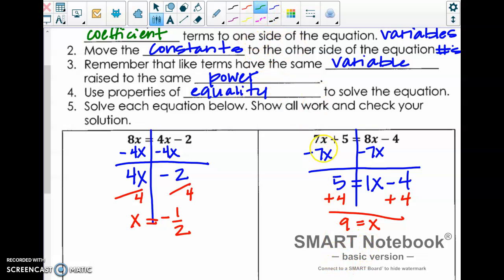You can always check this. If I put 9 in for x, I can double check that I am correct. So if I solved that out, 7 times 9 is 63. 63 plus 5 is 68. 8 times 9 is 72. 72 minus 4 is also 68. So if 68 equals 68, I checked and it is correct.